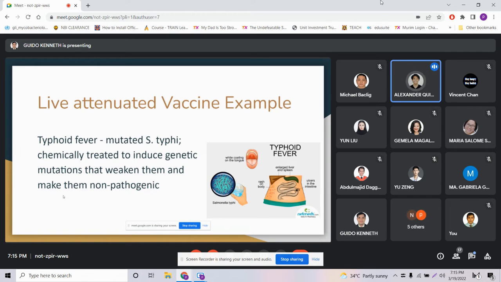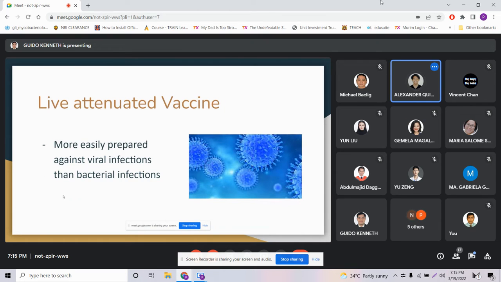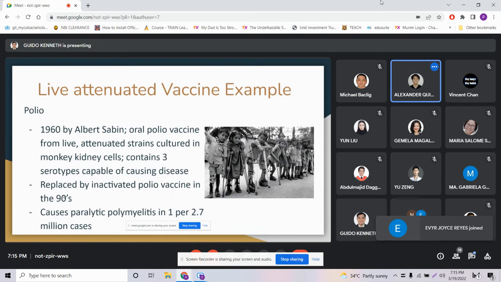Another example is typhoid fever, which is a vaccine that has mutated Salmonella typhi. It was chemically treated to induce genetic mutations that weaken them and make them no longer pathogenic. Next slide, please. Thank you. Live attenuated vaccines are more easily prepared against viral infections than bacterial infections. And an example of this, on our next slide, is polio.